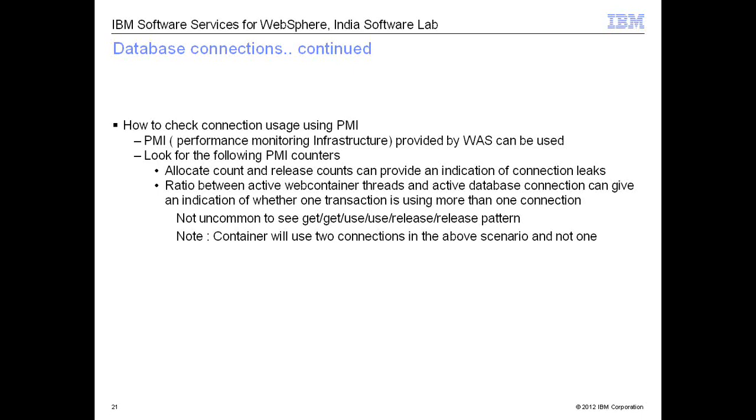The second important pattern that one can look at is the difference or the ratio between active web container threads and active database connections. If you see that the web container threads are more compared to the active database connections, we are in an okay state.